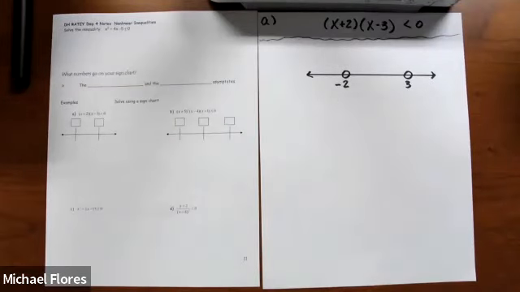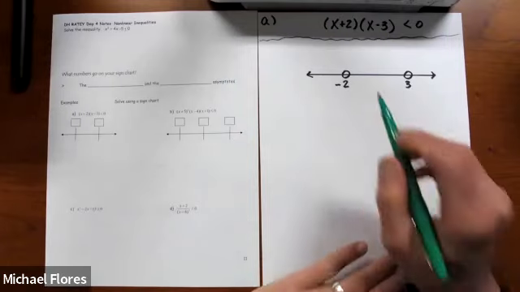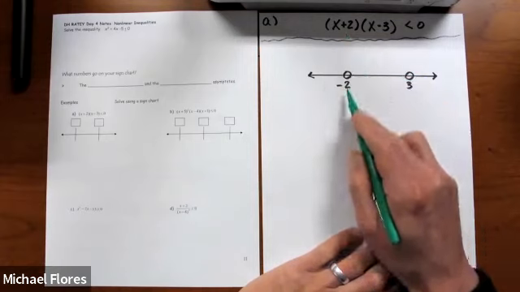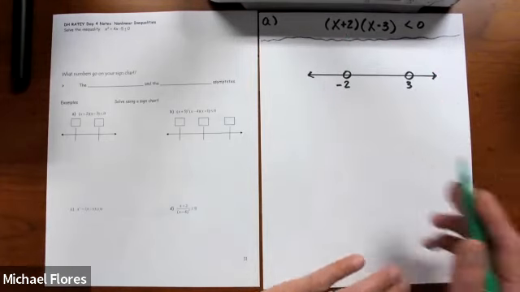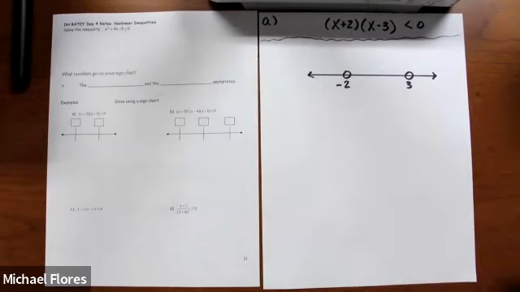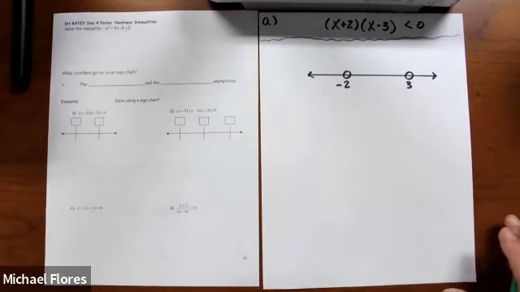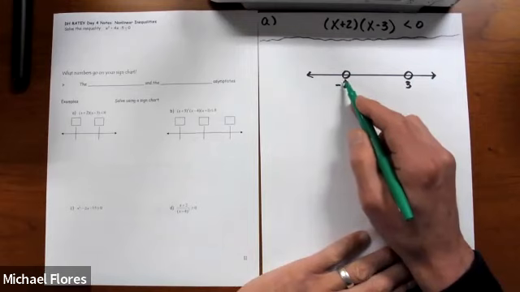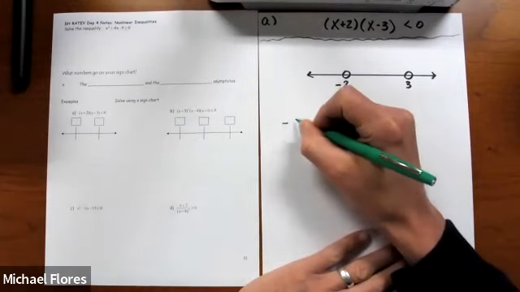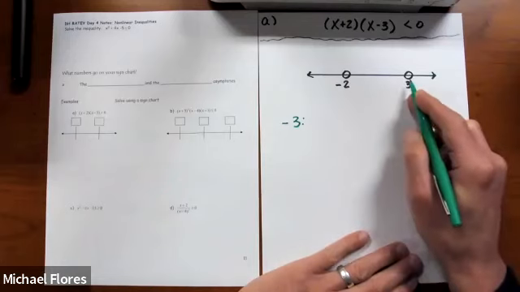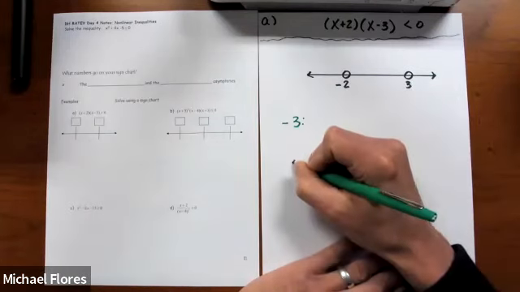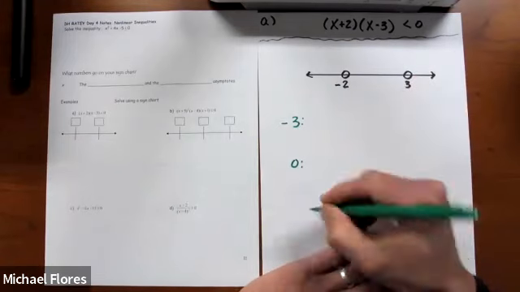Example A. They have already factored this one for us. That's nice. If we set that factor equal to 0 and solve, we would get -2. If we set the other factor equal to 0 and solve, we would get +3. This is what that could look like on the number line. Let's use the same strategy that we used earlier. What's a number that is less than -2? Let's use -3. A number in between -2 and +3, let's use 0. And a number greater than 3, let's use 4.